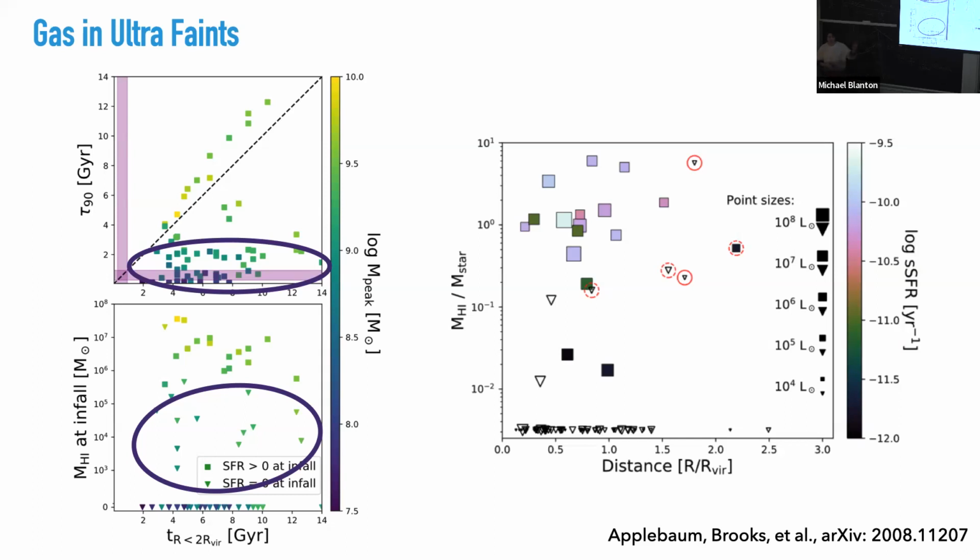So that's the first prediction. I think we're going to find a whole bunch of gas-rich ultra-faints in the field that aren't even forming stars. They're actually shut off, but they've got H1. We'll see.